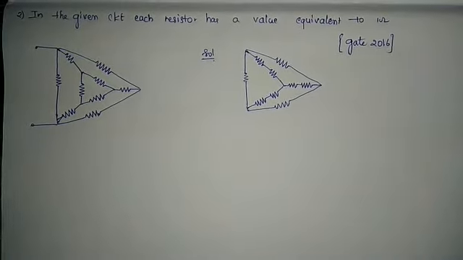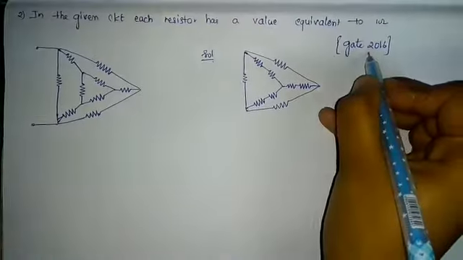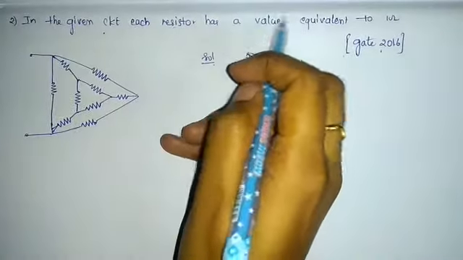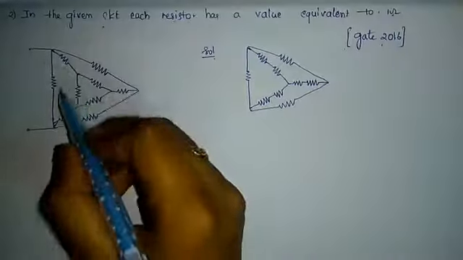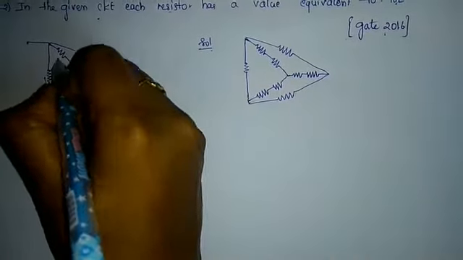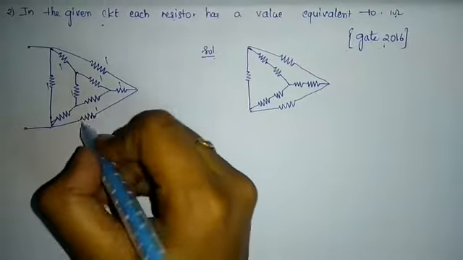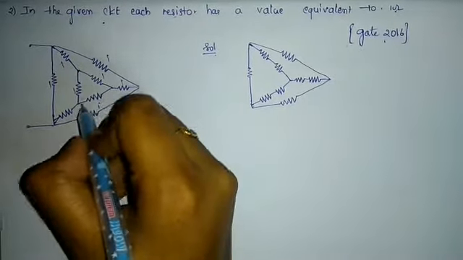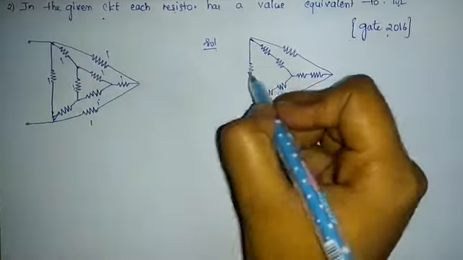And this is the second example based on the delta and Y conversions, and this question appeared in GATE 2016. And here the question is, in the given circuit, each resistor has a value equivalent to 1 ohm. Here they said that every resistor in the network is of 1 ohm. So let's consider all the resistances with 1 ohm. And for reducing this network, first of all, let's consider this delta network.